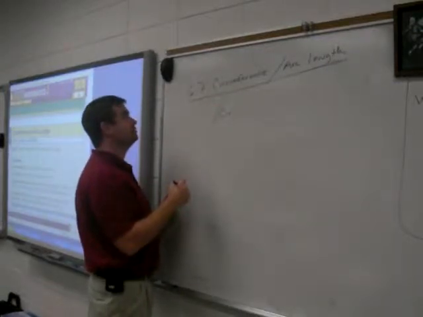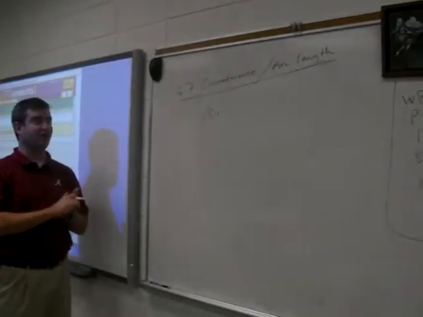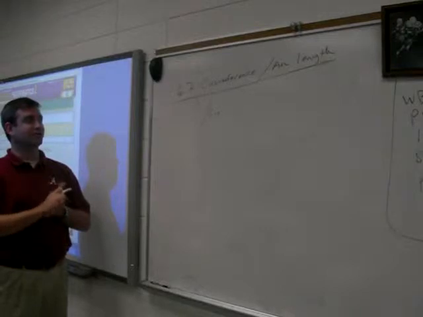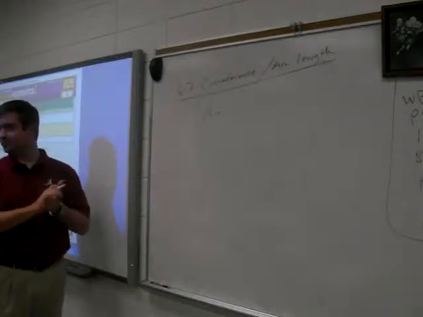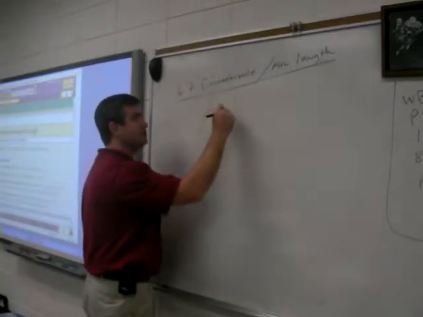Yeah. All right. We're doing 6.7. We're going to cover circumference and arc length. We're also going to cover 6.8 today, but we're going to do 6.7 first. The first thing we need to understand and talk about is circumference.